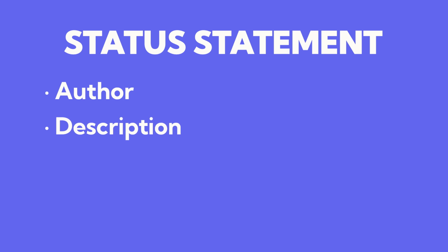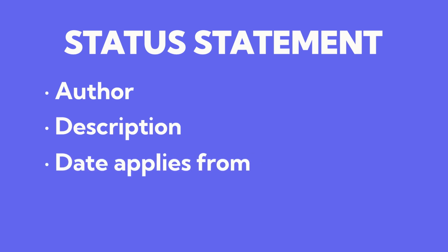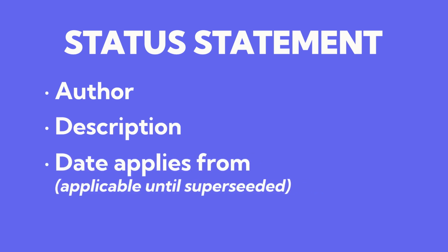Each status statement consists of three things: who wrote the statement, the written description, and the date it applied from. A status statement is applicable until it is superseded by the next one. As an example, the common status awaiting design applies from when the design was requested until the design is provided, where the status would be something like purchase order to be placed.